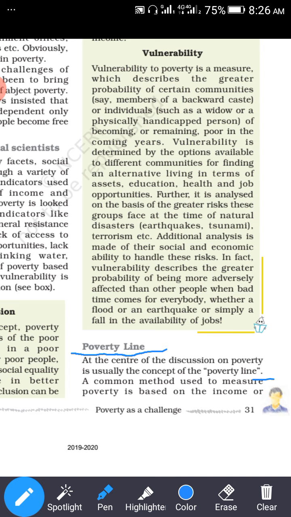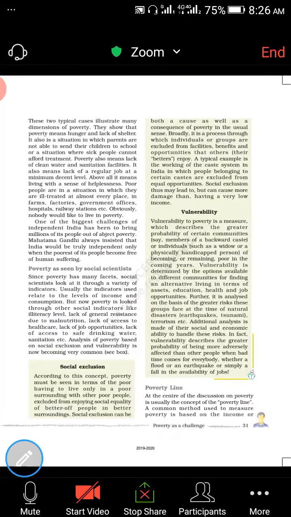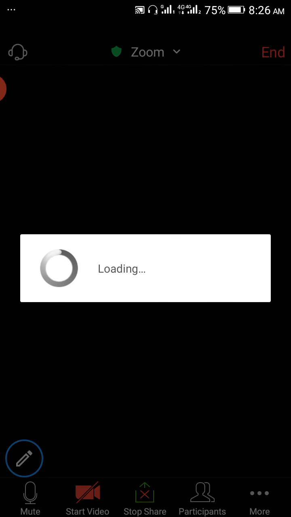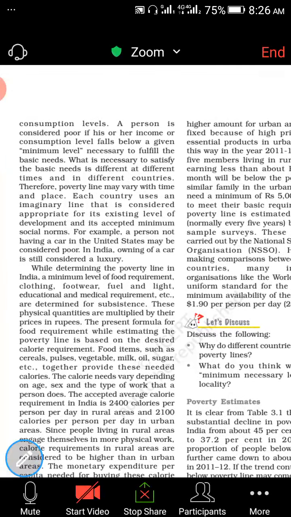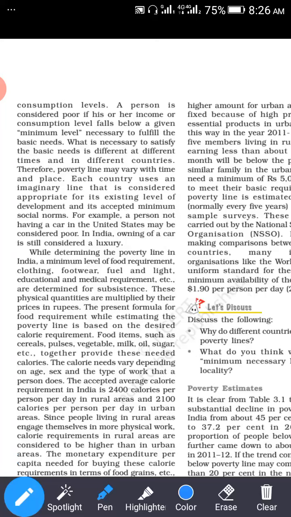Usually, a common method used to measure poverty is based on income. If the income is sufficient to fulfill the basic needs, then the person will not be treated as poor. So a person is considered poor if his or her income or consumption level falls below a given minimum level necessary to fulfill their basic needs.